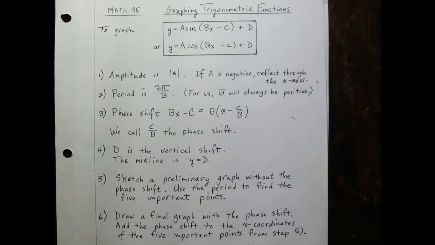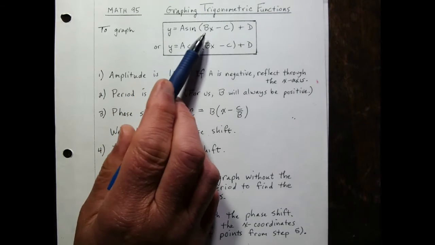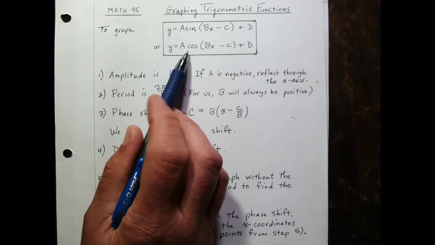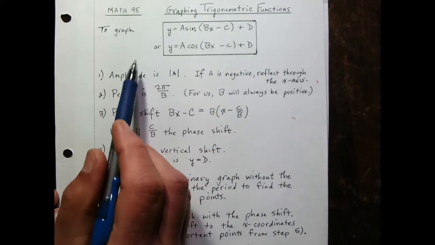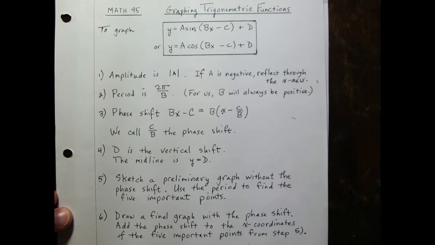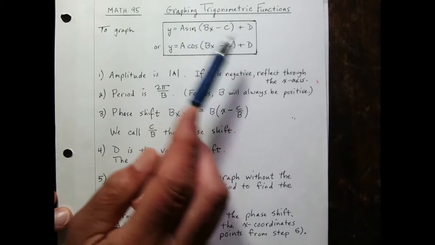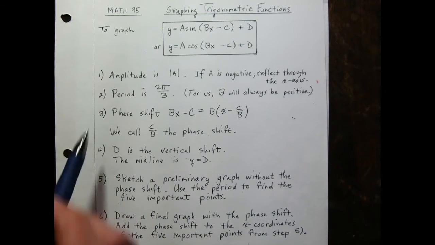Here is our systematic outline of the procedure for graphing functions of the form either y equals a sine(bx minus c) plus d or y equals a cosine(bx minus c) plus d. So I'm going to run through these steps in a short video, and then we're going to do some examples where we throw everything into the mix and do a graph.